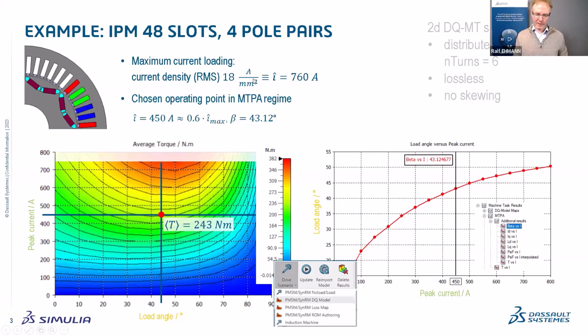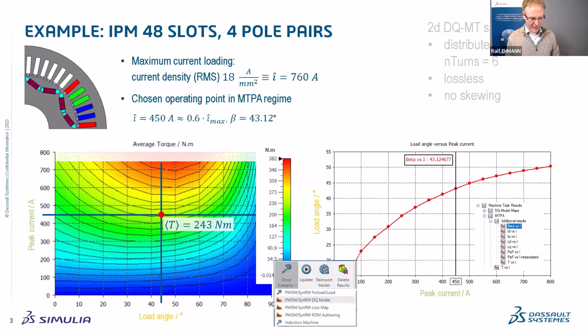Again, we assume 18 amperes per square millimeter RMS current to be the maximum current loading, which leads to roughly 260 ampere peak current. And since we want to extract at one particular operating point, we choose the operating point where you are most likely in. Sure, we don't have the knowledge where you are exactly most of the time. You can use some driving cycles or something like this to find out. For us, we do it easy. We just say, okay, we take 60% of max current as an operating point, which is most likely something realistic over a wide operating regime.